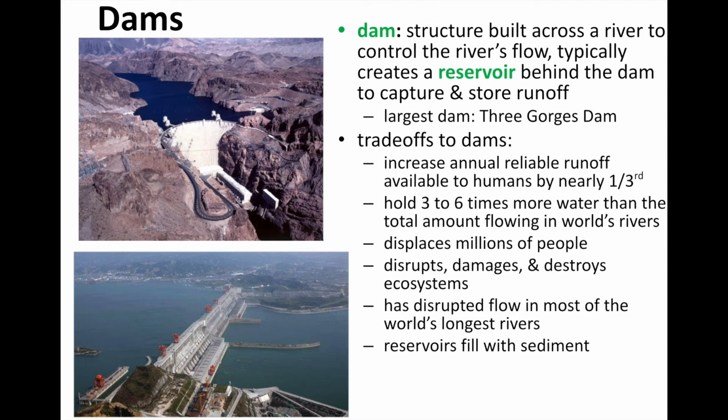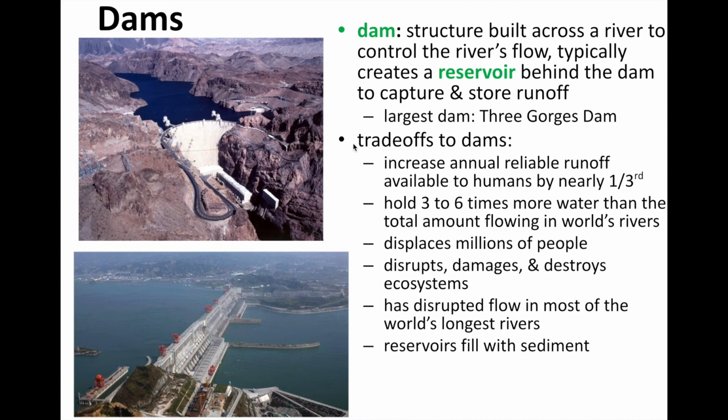We dam. We have had a significant portion of water dammed basically across the globe. We build these dams to block up rivers, prevent the river flow, and create some sort of reservoir behind the dam to capture and store runoff. The largest dam on the planet is the Three Gorges Dam in China. Unfortunately, it's had a lot of problems. We'll study it more when we look at some case studies.